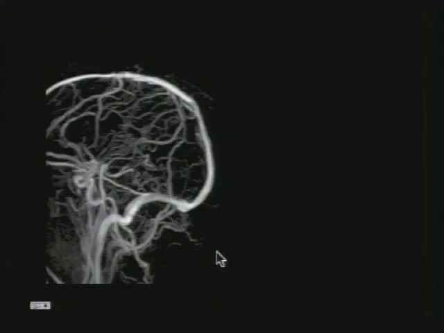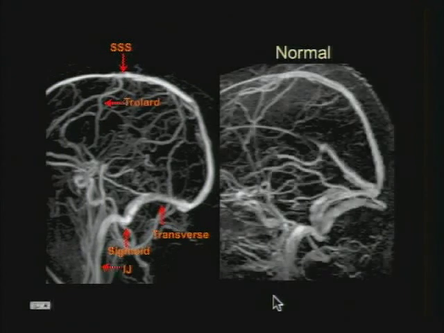to get an MRV. So here's the MRV, and oftentimes what's missing is the hardest thing to really see. So in this case, you see some of the normal anatomy. This is a superior sagittal sinus, your transverse sinus, your sigmoid sinus, and your IJ. But what you're missing is really your entire deep venous system. And there's your vein of Trolard here coming off the superior sagittal sinus. So you can see that you're missing your straight sinus, you're missing your inferior sagittal sinus, your internal cerebral veins, and your vein of Galen in this patient that has deep venous sinus thrombosis.